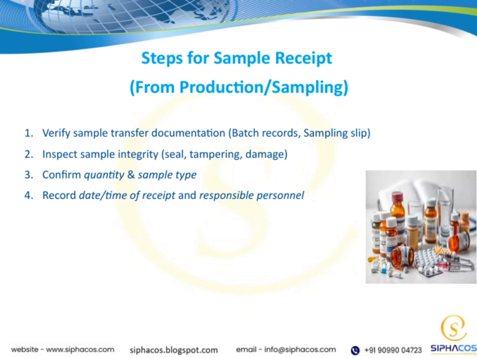Next, we need to inspect the sample itself for integrity, check the seal, look for any tampering or damage. This step is vital to confirm the sample hasn't been compromised. Then, we confirm the quantity and sample type to make sure it matches what was requested. Finally, we record the date and time of receipt, along with the responsible personnel's name. This completes the documentation process and keeps everything transparent and accountable. These steps are fundamental to maintaining quality and compliance throughout the sampling process.